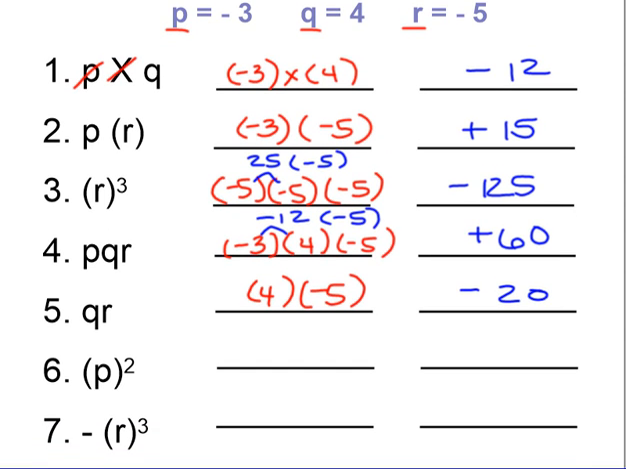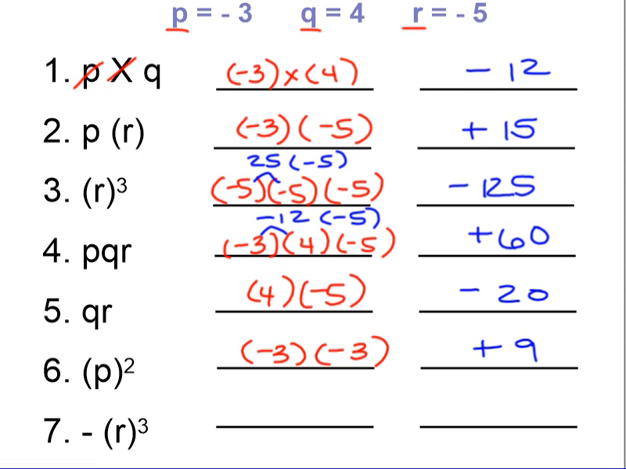All right, now over here I have P to the second power. I'm going to go ahead and write it out into expanded form. P is negative 3, and to the second power. So I have negative 3 times negative 3. Negative times a negative is a positive. 3 times 3 is 9.